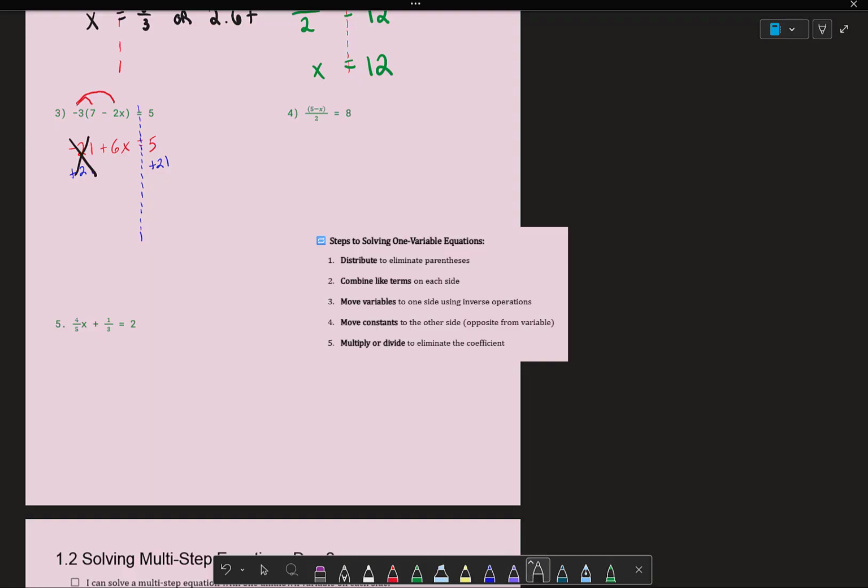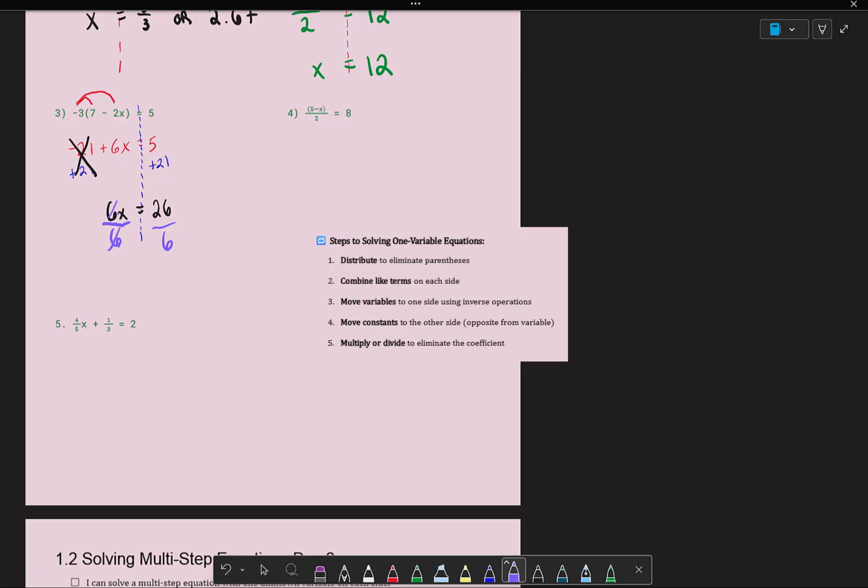Negative 21 plus 21 is 0. We're going to bring down the positive 6x. 5 plus 21 is 26. And then so finally, that's step 4. Step 5, multiply or divide to eliminate the coefficient. The coefficient is 6. That is 6 multiplied by x. So we're going to divide both sides by 6.